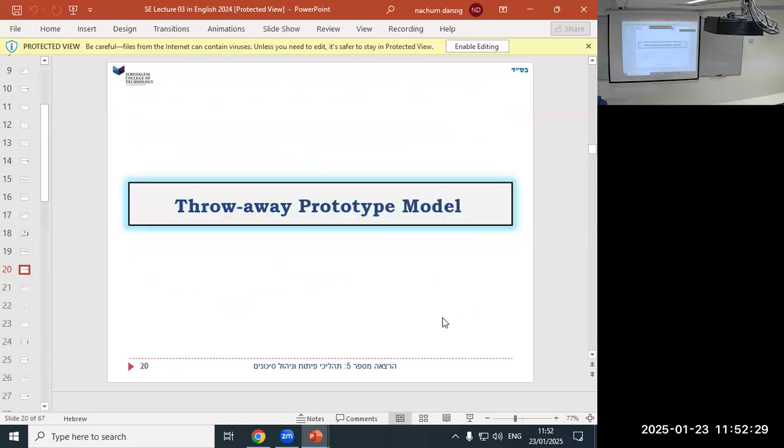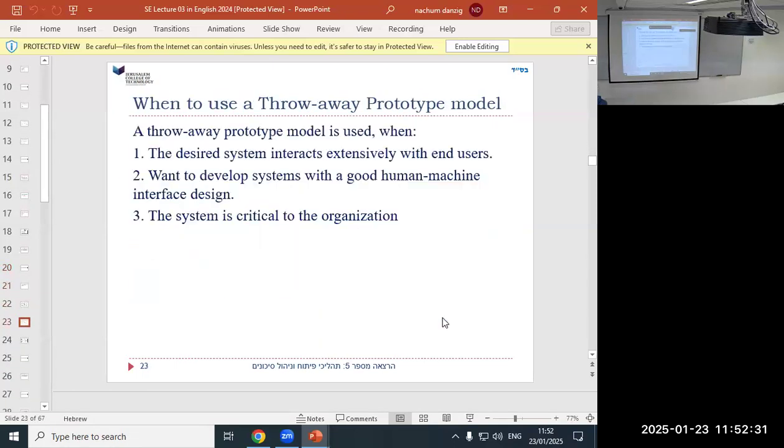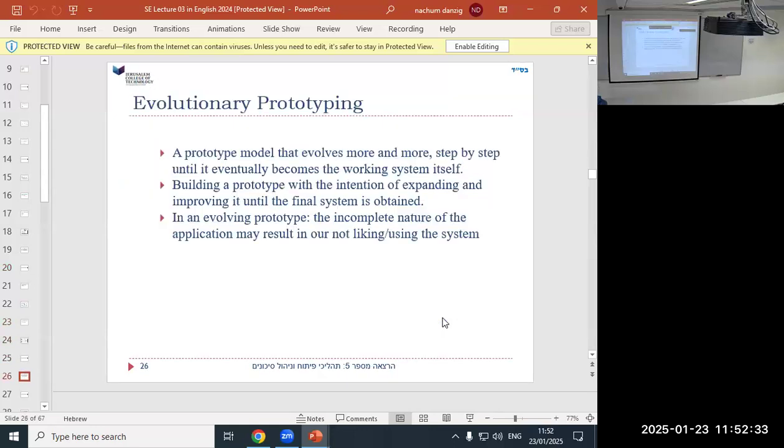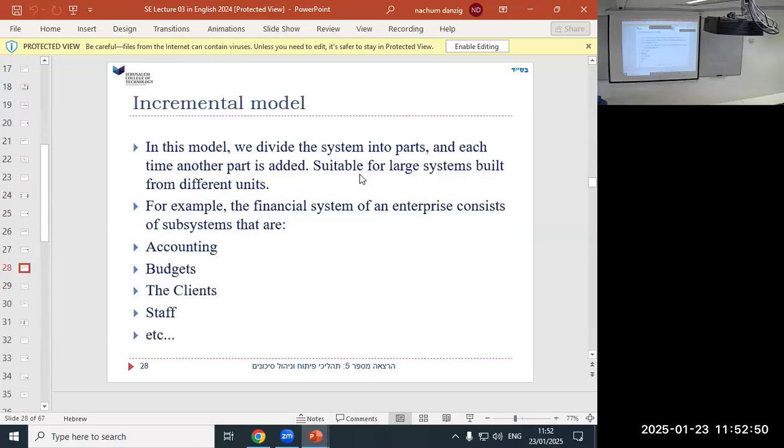Let's skip build and repair. Here's throwaway prototype. Evolutionary prototype: a prototype model that evolves more and more step by step until it eventually becomes a working system, right? You build a prototype and then you keep improving it, and then the prototype is actually the system. But at first you built it as a prototype. It's not a throwaway prototype. Then incremental.